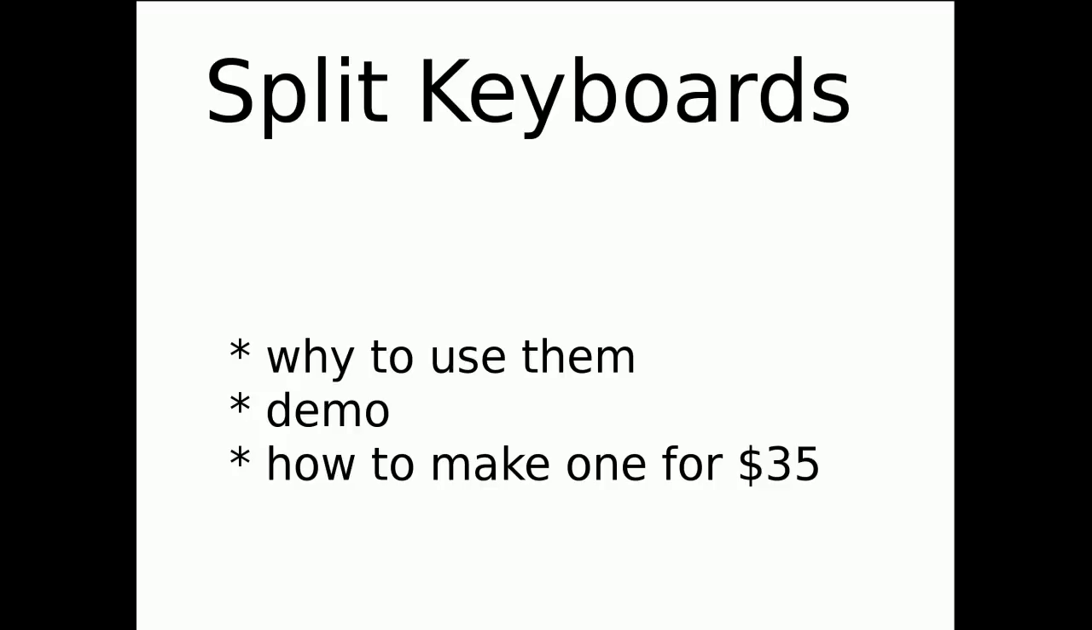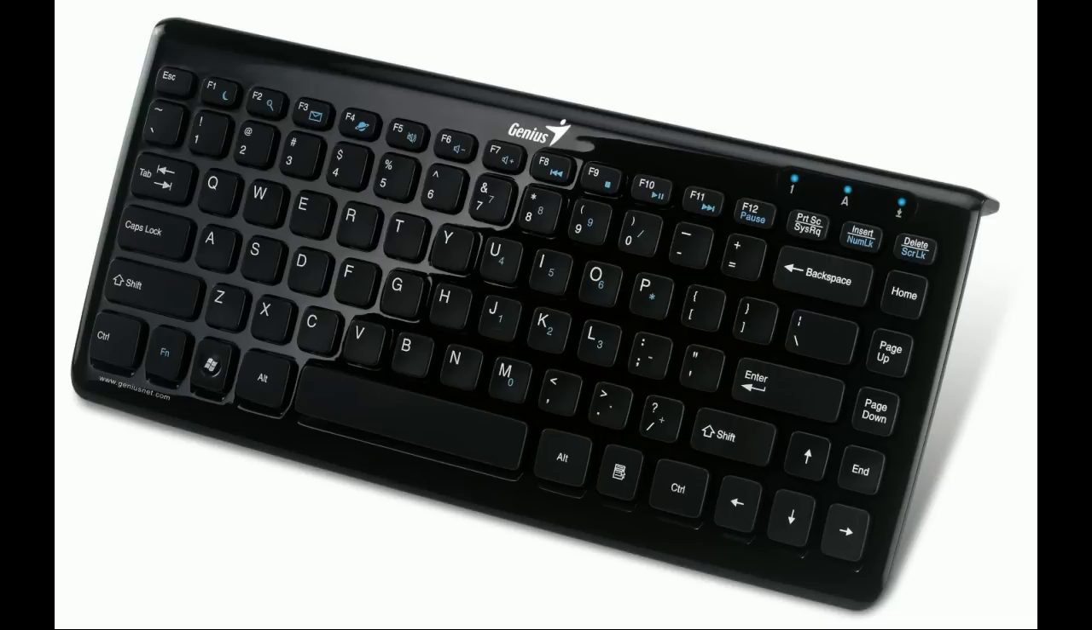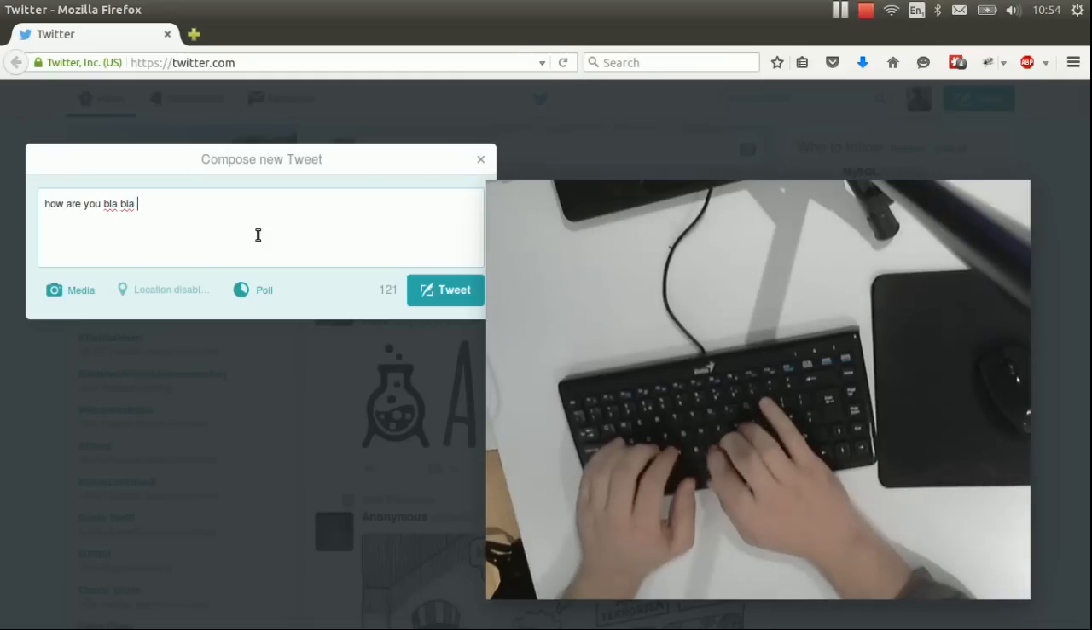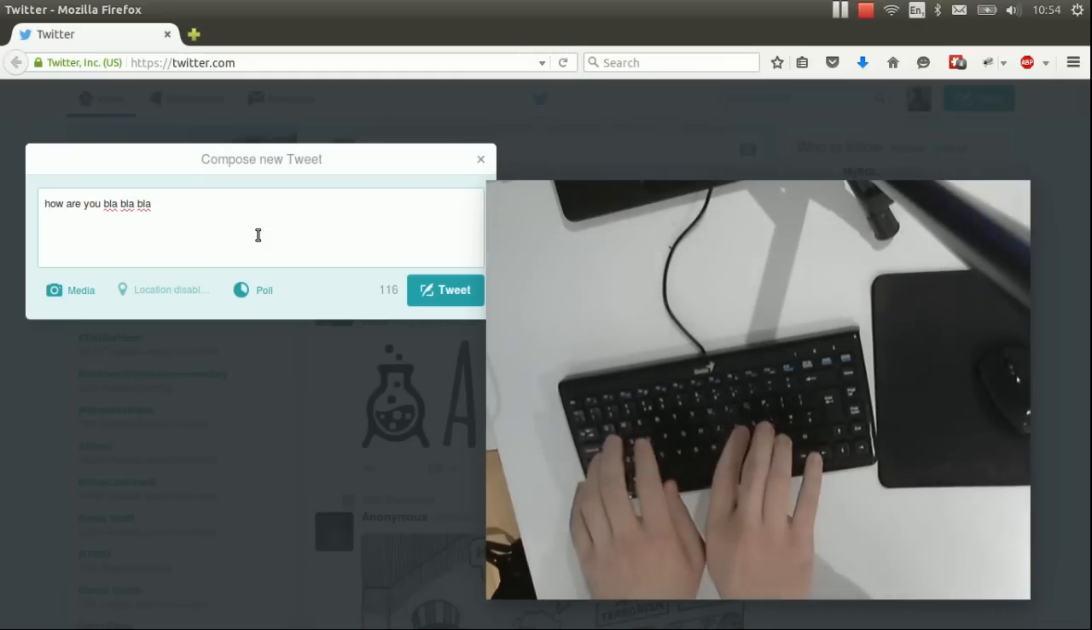Hi, in this video I'll show you what split keyboards are, reasons why I use them, and why I find them a good idea for typing with the 10 finger technique. Here is a typical travel keyboard that has a similar size to any notebook or MacBook keyboard. When I'm typing with the 10 finger technique on this keyboard, my hands get into this really creepy position.